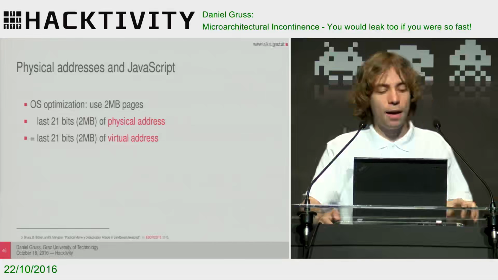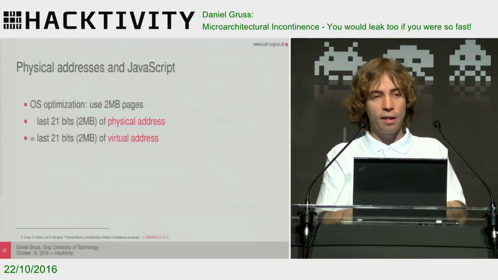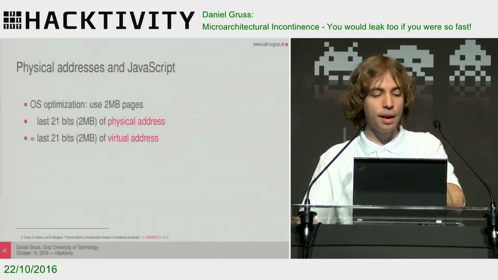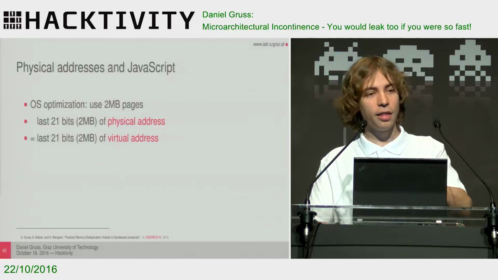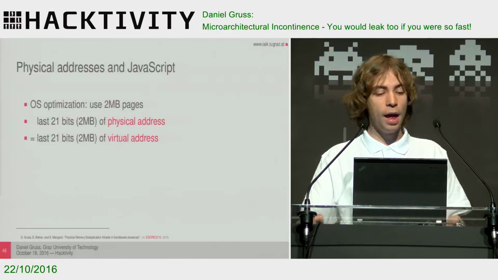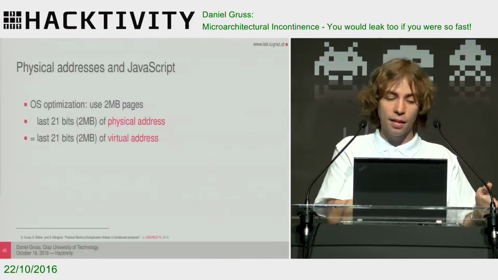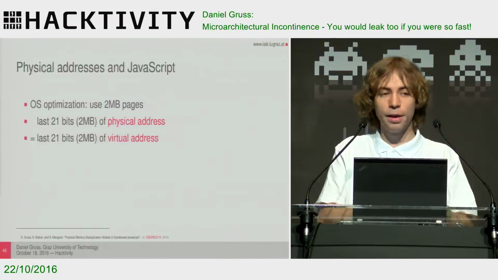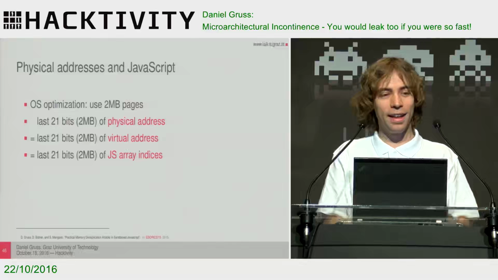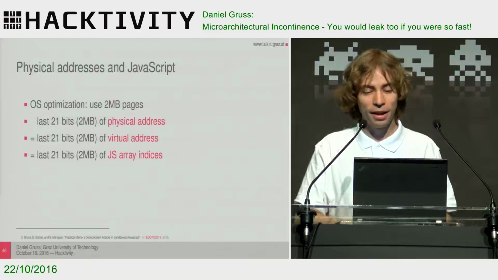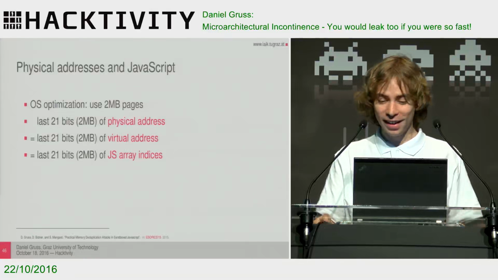And if we look at how the operating system allocates memory, JavaScript will just use malloc. As you allocate large arrays and start filling them, the JavaScript engine will just do these memory accesses, and the operating system will allocate 2 megabyte pages for you. And as we know, for 2 megabyte pages, the last 21 bits of physical addresses are the same as the last 21 bits of virtual addresses, which are the same as the last 21 bits of JavaScript array indices. So it's a good idea to give physical addresses to JavaScript, right?